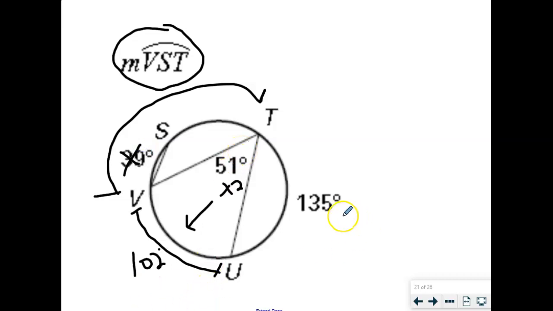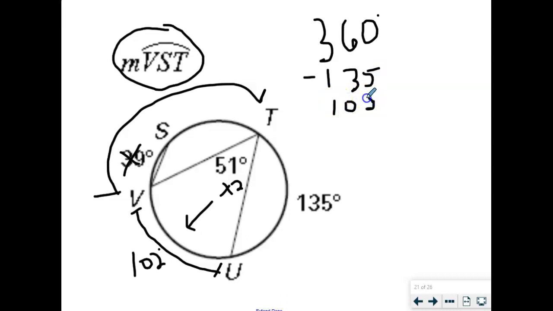All we need is the 102 and the 135, because we all know there are 360 degrees in a circle. So let's go ahead and subtract 135 and 102 from the 360, and this will give us 123 degrees. So it's 123 for arc VST. So this problem was easy as 1, 2, 3.